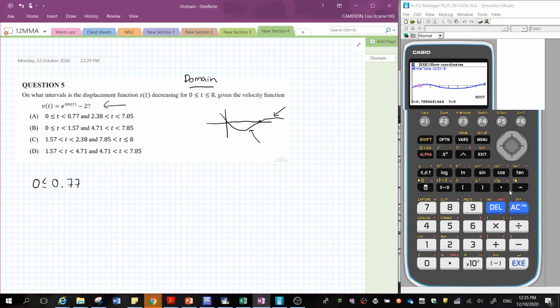Then the next one that we want is from 2.3, we'll round that, all the way up to 7.049. So that is going to be this one. So our answer is A.